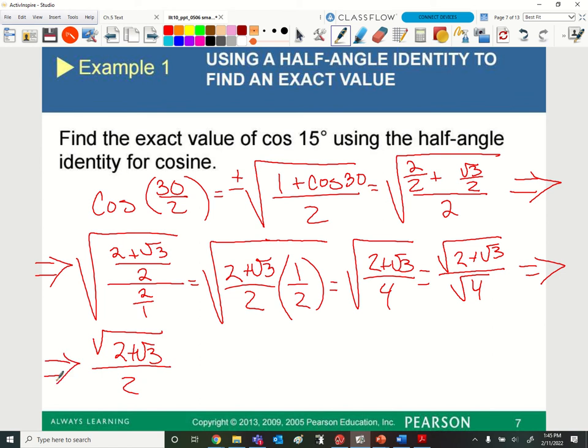So yes, this is a progression. It is algebra step by step. So my last answer is right there.